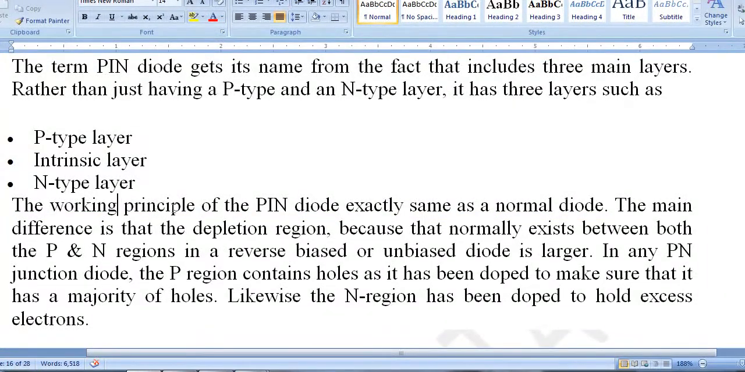The working principle of the PIN diode is exactly the same as a normal diode. The main difference is that the depletion region, which normally exists between both the P and N regions in a reverse biased or unbiased diode, is larger. In any PIN junction diode, the P region contains holes as it has been doped to make sure that it has a majority of holes. Likewise, the N region has been doped to hold excess electrons.